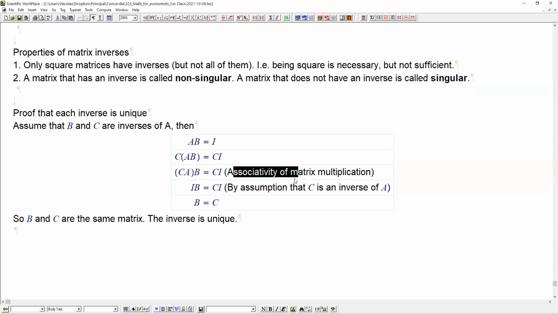What you can do is every time we have seen something in class, you can say, oh, I'm using this property. Here, what property are you using to convert CA into I? Well, that's just something that we have assumed here. We have assumed that C is an inverse of A, so C times A is equal to I by the property of inverse. So this kind of thing. Now, other properties of inverse.